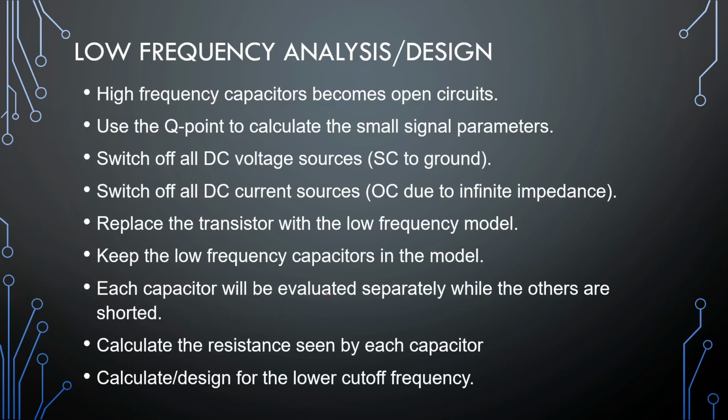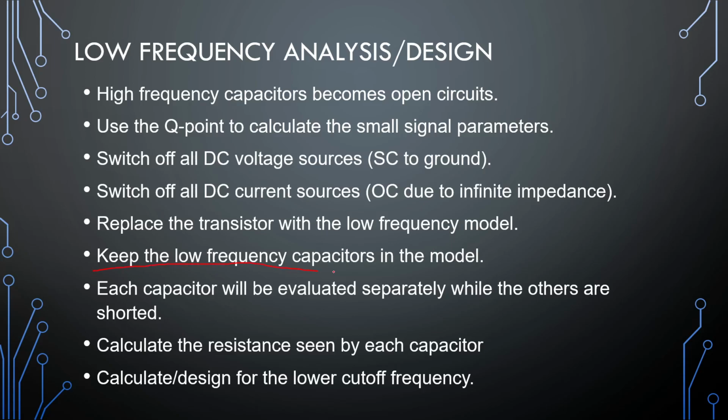Okay, so for the analysis and design, remember that all high frequency capacitors become open circuits. Then you can use the Q point to calculate all the small signal parameters. Then you switch off all the DC voltage sources. They become short circuits to ground. If there are current sources in them, they are infinite impedances, so they become open circuits. Replace the transistor with a low frequency model.